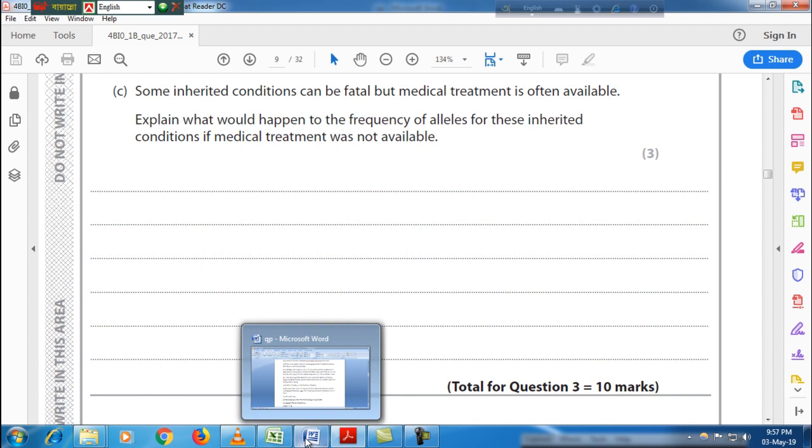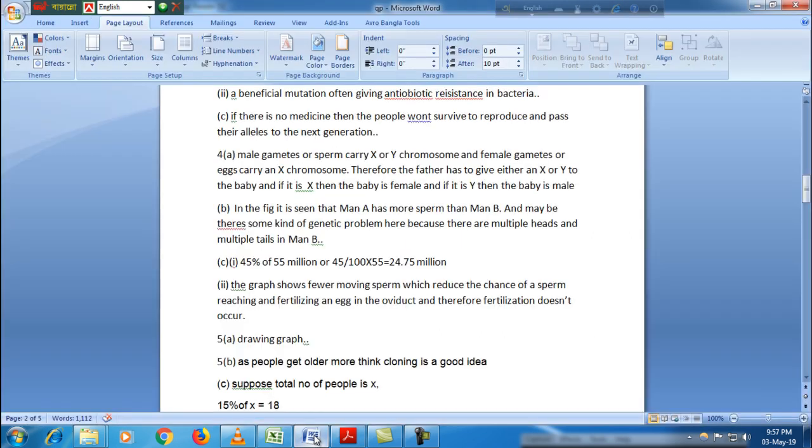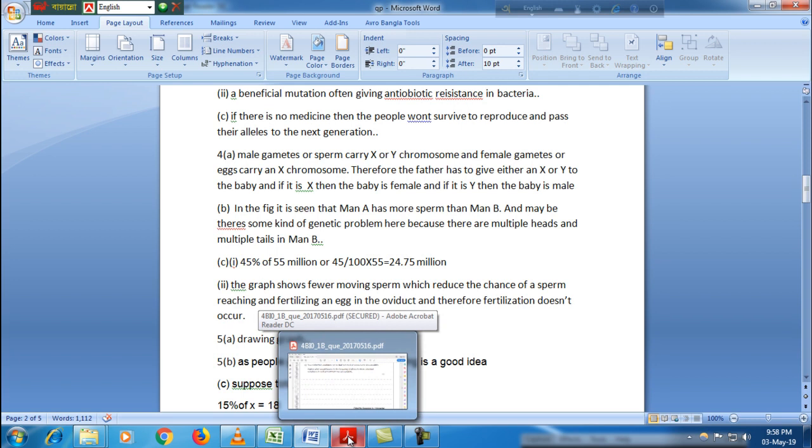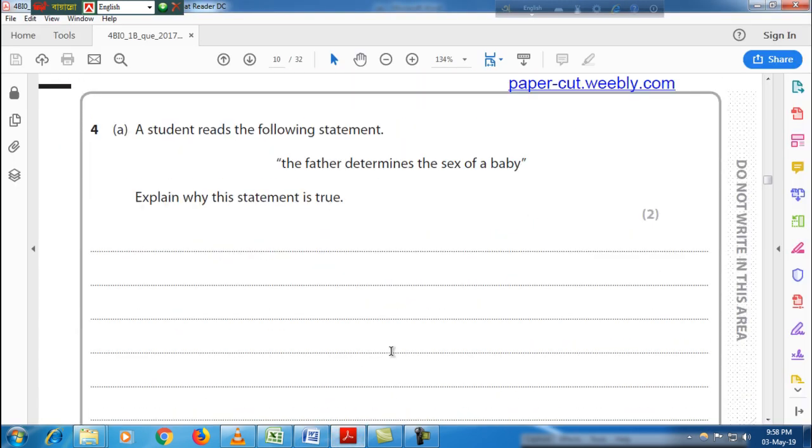So you can say over here that if there is no medicine, then the people won't survive, and there will be fewer people. Day by day the population will decrease due to this disease. As a result, there will be no reproduction. The people won't survive to reproduce and pass their alleles to the next generation. It's very easy. Next question.